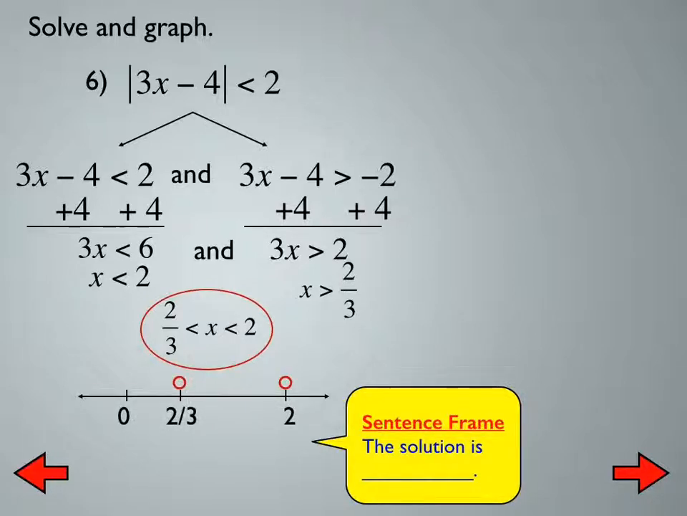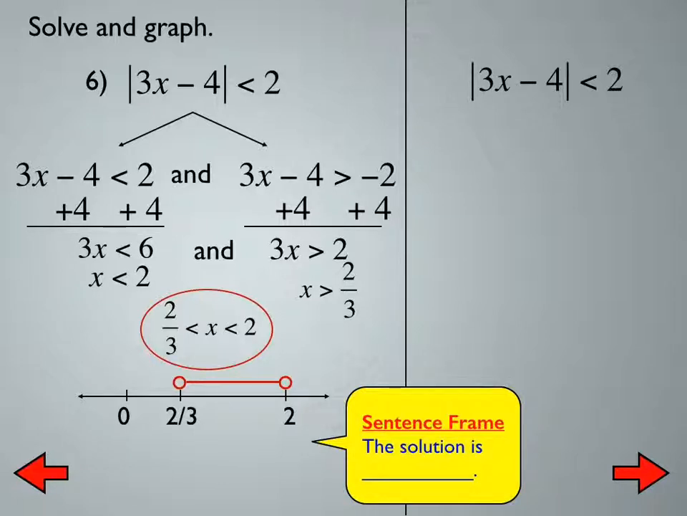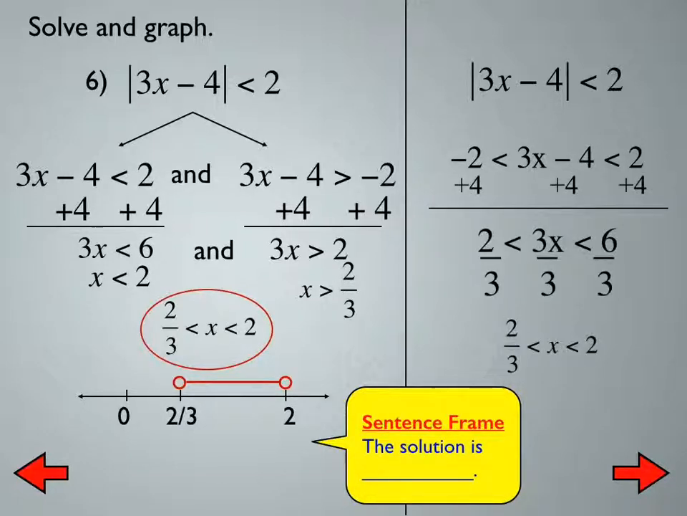Graph looks like this. Or my preferred way of solving less than ones is to write it as one compound inequality like that, and then solve from there. But either way, the solution is 2/3 is less than x, which is less than 2. Okay, so I think at this point we're going to jump to number 8. Everybody do number 8.